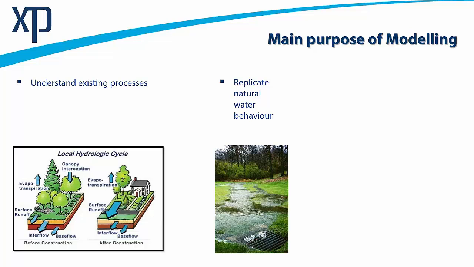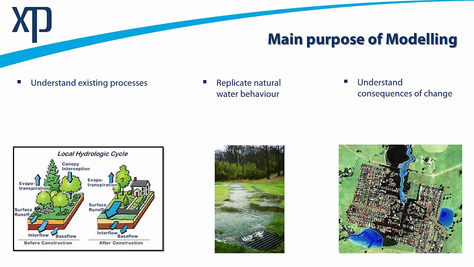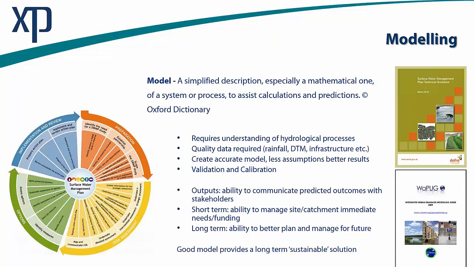What if, which properties are affected? What if we add an additional development? What if there is an underpass? What if we create a flood wall, etc. If we go back to the Oxford Dictionary, model: a simplified description, especially a mathematical one, of a system or process to assist calculations and prediction.